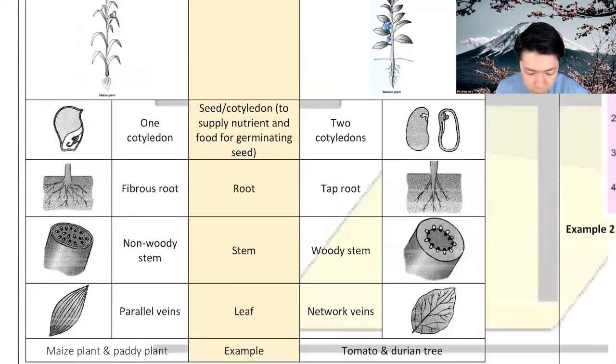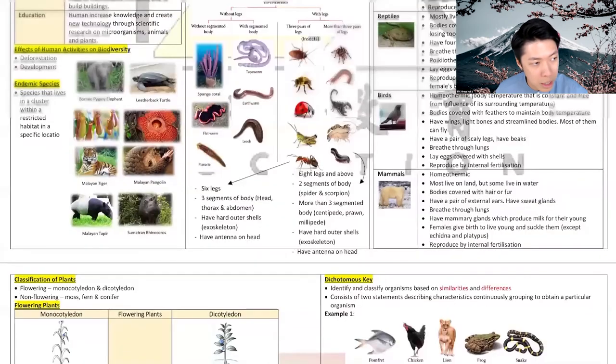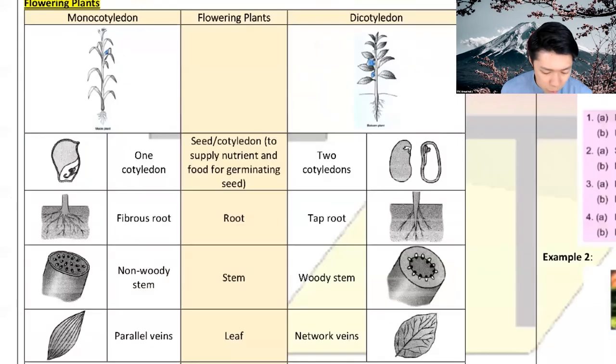Okay, and this table is very important. Maybe everybody should flip to this table at the moment. This is your chapter 1, the second page. And that's what we are looking for.